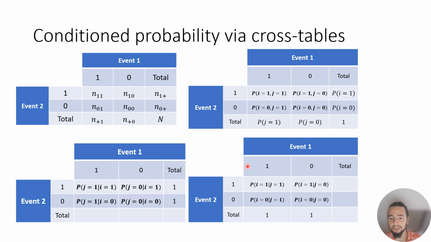We can do the same process here by columns. Given that event 1 is 1, then what is the probability of event 2 being 1 or 0? Okay, so this is very visual and intuitive.